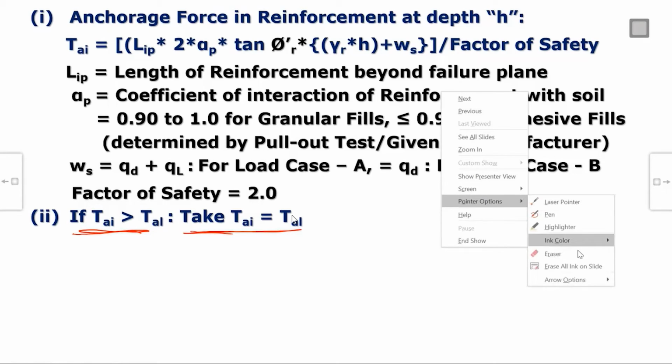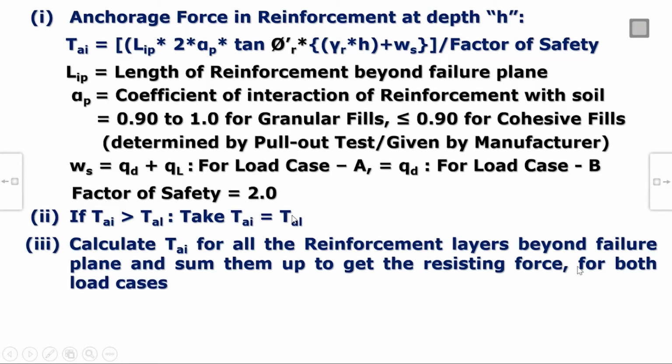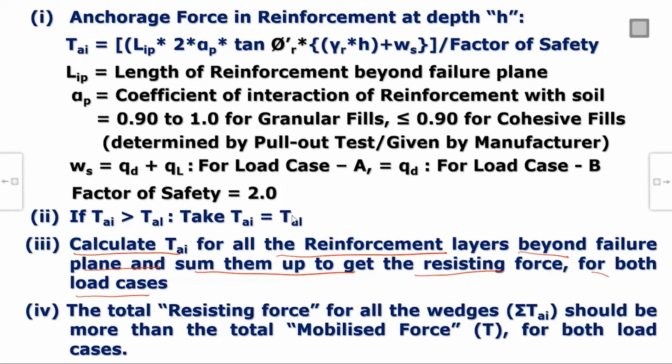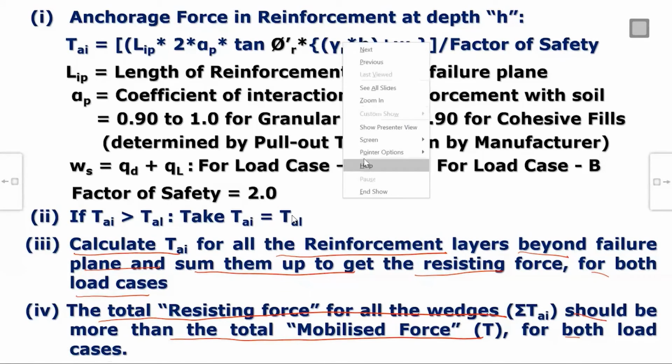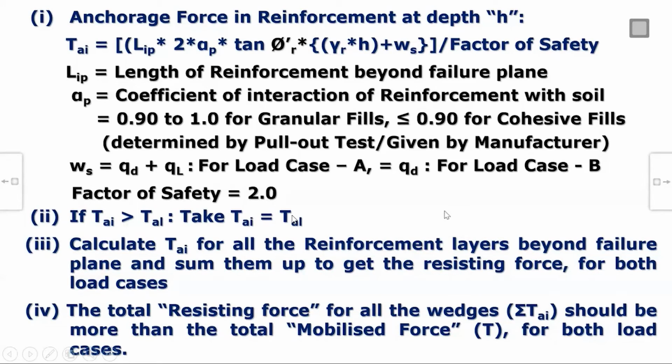So this check also has to be done. And then you calculate this TAi for all the reinforcement layers which are beyond the failure plane, means still in anchorage. Sum them up, you will get the resisting force, and do it for both load cases. So for every layer you calculate this force TAi, take the summation of TAi. So the total resisting force, summation of TAi, should be more than the total mobilized force T for both load cases. This is your pull-out or anchorage test.